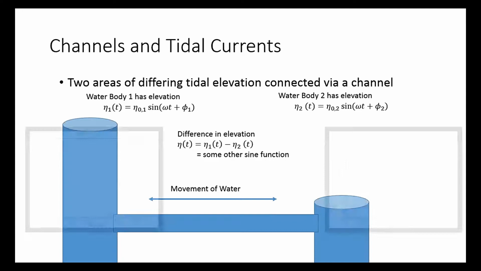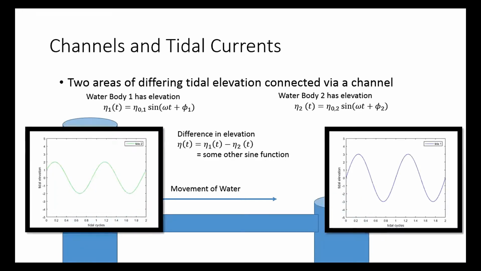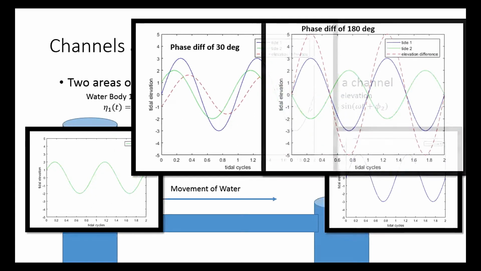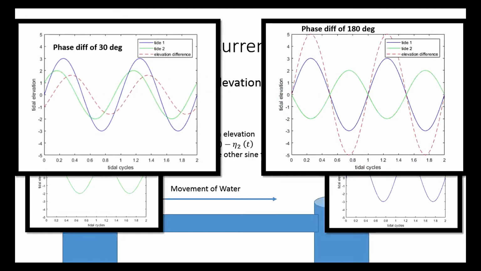So water body 1 has a sine wave, water body 2 has another sine wave, and then the driving force is the difference in elevation, and that's another sine wave. So blue minus green or green minus blue, I can't remember which way I did it, generates the red wave. So if these two basins are 30 degrees out of phase, we get a reasonable driving force. But what's more exciting is if we have something closer to 180 degrees, and then your driving force is massive.